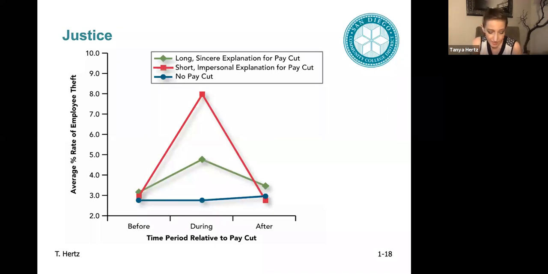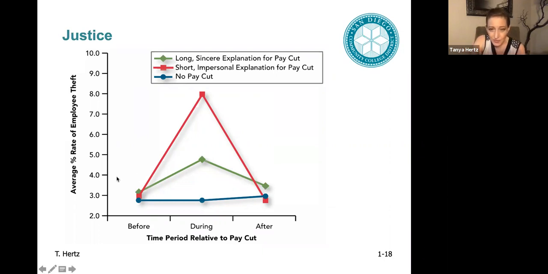You're going to take my 40% pay cut, I'll take it out of the kitty, right? So you saw this huge spike in theft. You saw people leave the organization. You saw people talking bad about the organization. And then there was a little uptick in things like theft in the branch where they did give a longer explanation, but it was very minimal.